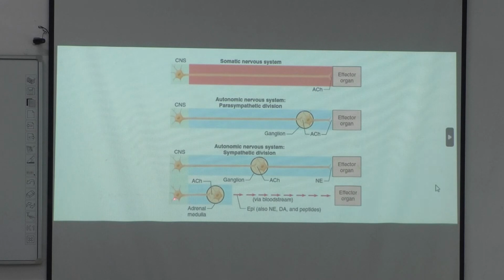Now here, one neuron is coming from the CNS to the adrenal medulla, and there is nothing such as the postganglionic neuron. This is the difference. What is adrenal medulla releasing? Epinephrine, norepinephrine, these things, they are going directly into the bloodstream like hormones. So adrenal medulla we consider with the endocrine system, but it is like a specialized ganglion.